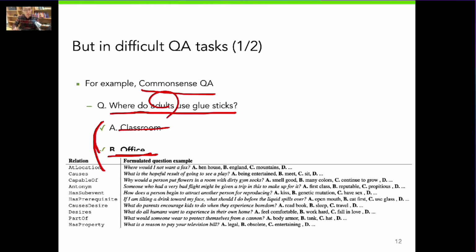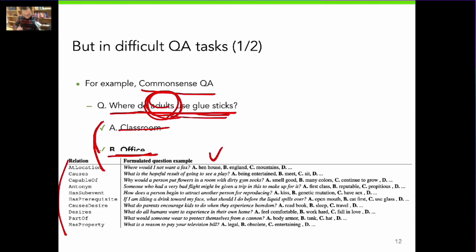That's why it is difficult. So we are assuming very specific situations, and by considering this situation and information, we need to reason about the missing information, which is not given in the context. I mean, that's why common sense QA is difficult. So when you see the relations at location, to solve this question, where would I not want a fox? A is hen house, B is England, C is mountain. What do you expect for the answer? Are you able to see the answer? The answer is hen house, right? Otherwise, the fox will eat everything, hunt every hen, right?